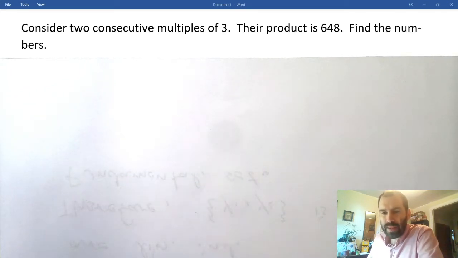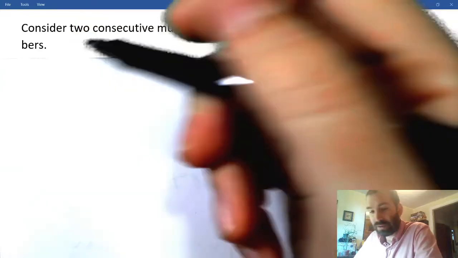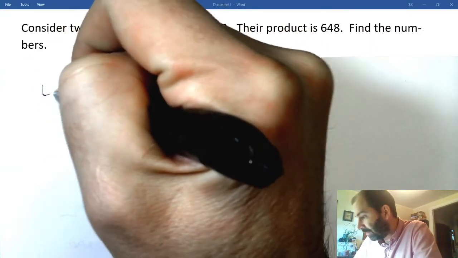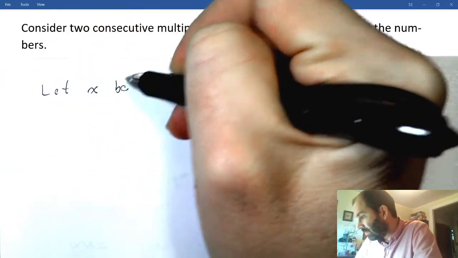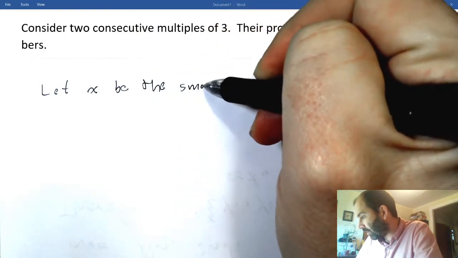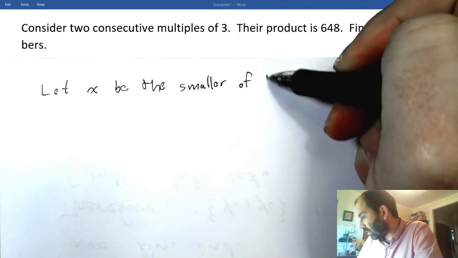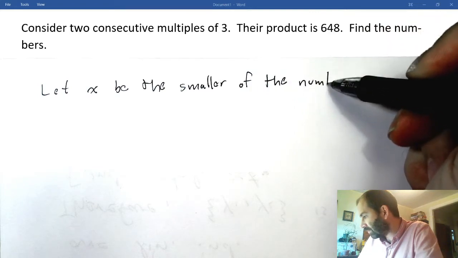Okay, so I need to find these numbers. So let's let x be one of these numbers. Let's let x be the smaller of the two numbers. I have to pick one of them, so I'll pick the smaller one. Let x be the smaller of the two numbers.